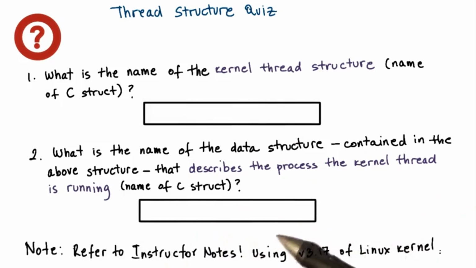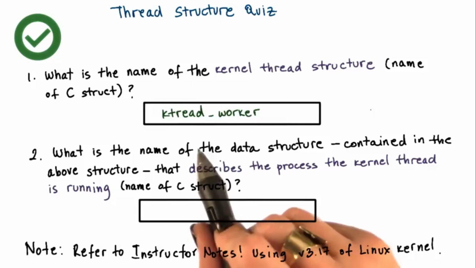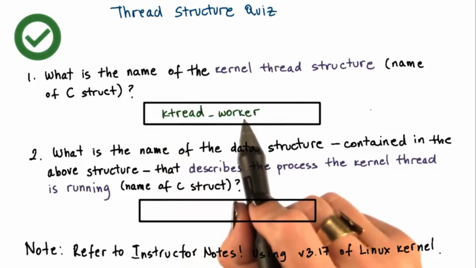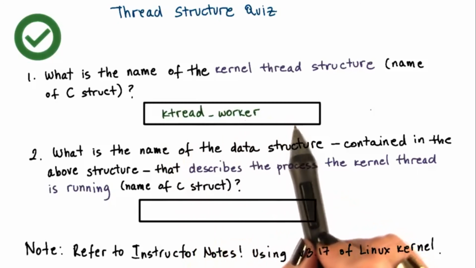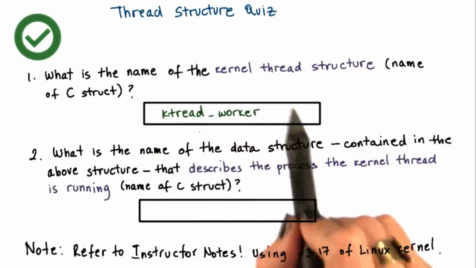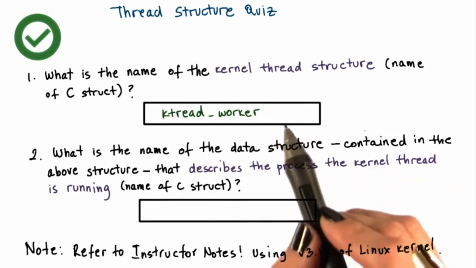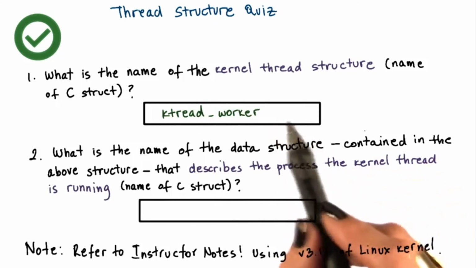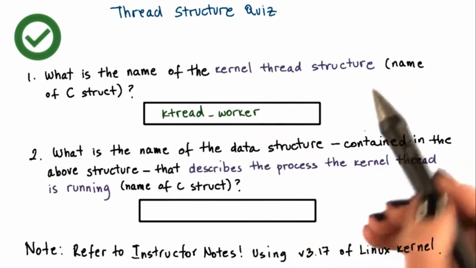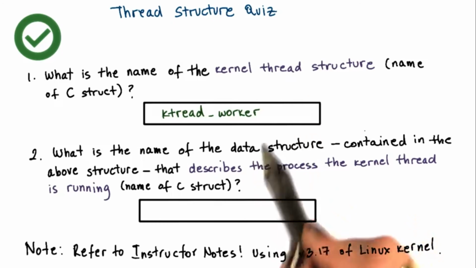Provide your answers in these text boxes and refer to the instructor notes that reference the 3.17 version of the Linux kernel. If you browse the kthread.h header file, you will see on line 66 that there is a structure kthread_worker. This data structure, as well as the various functions that are defined in this file, provide a simple interface for creating and stopping kernel threads.